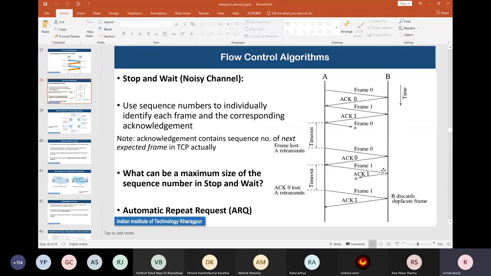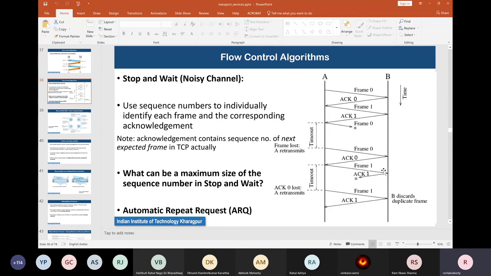As was discussed, because your window size is 1, it is sufficient that you work with 1-bit frame numbers or segment numbers. So frames and acknowledgements can be identified with the numbers 0 and 1. Look at this picture. In this picture, they follow a convention where the acknowledgement number corresponds to the frame that has just been received, which has already been received. This convention is being followed.